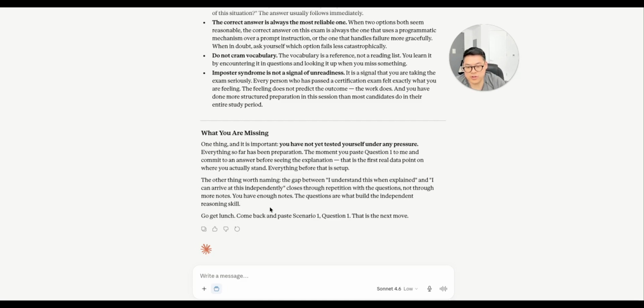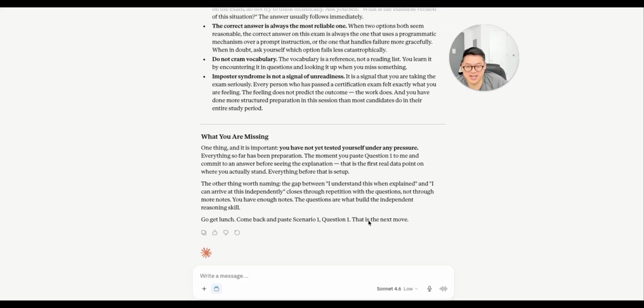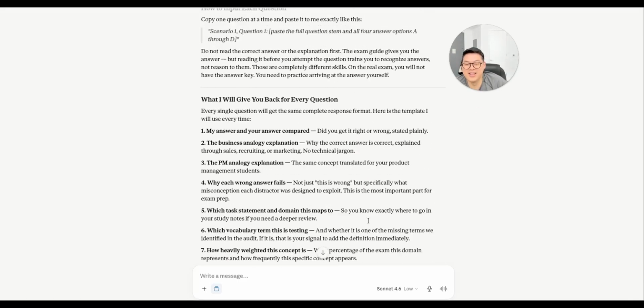The other thing worth naming is the gap between I understand this when explained and I can arrive at this independently. That gap closes through repetition with the questions, not through more notes. You have enough notes. The questions are what build the independent reasoning skills. Go get lunch and paste scenario 1, question 1. That's the next move.